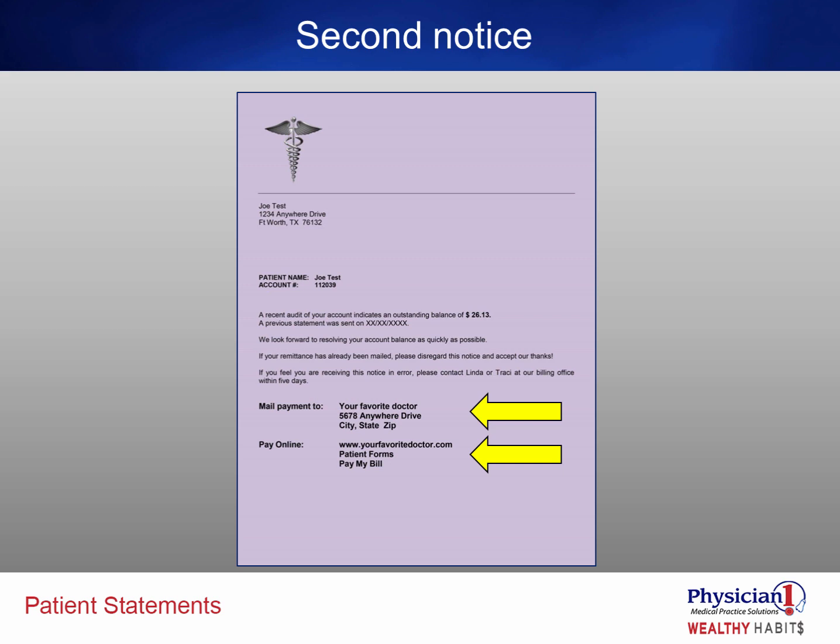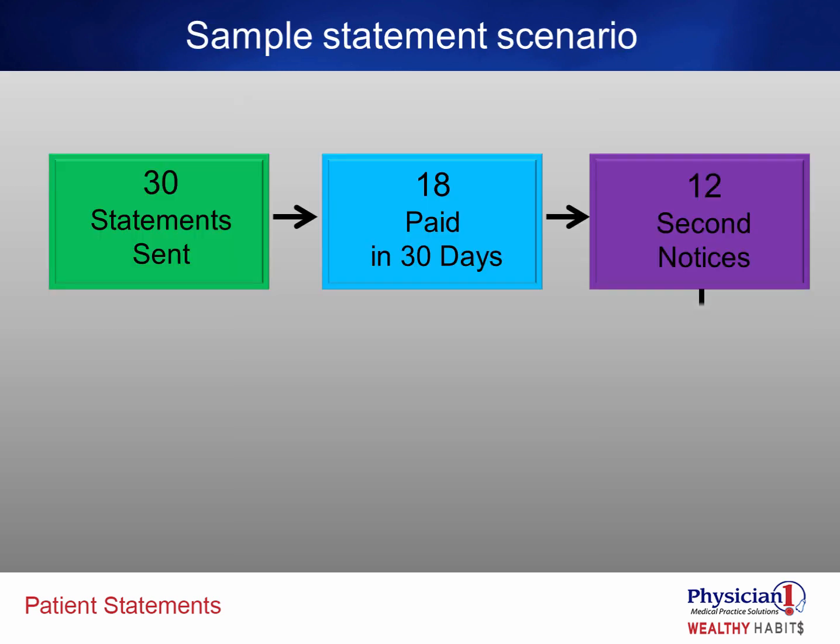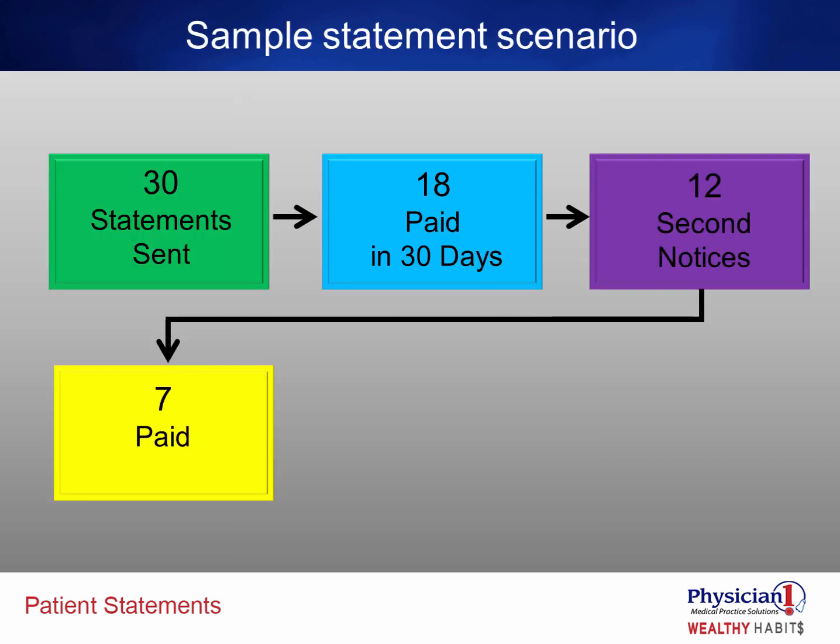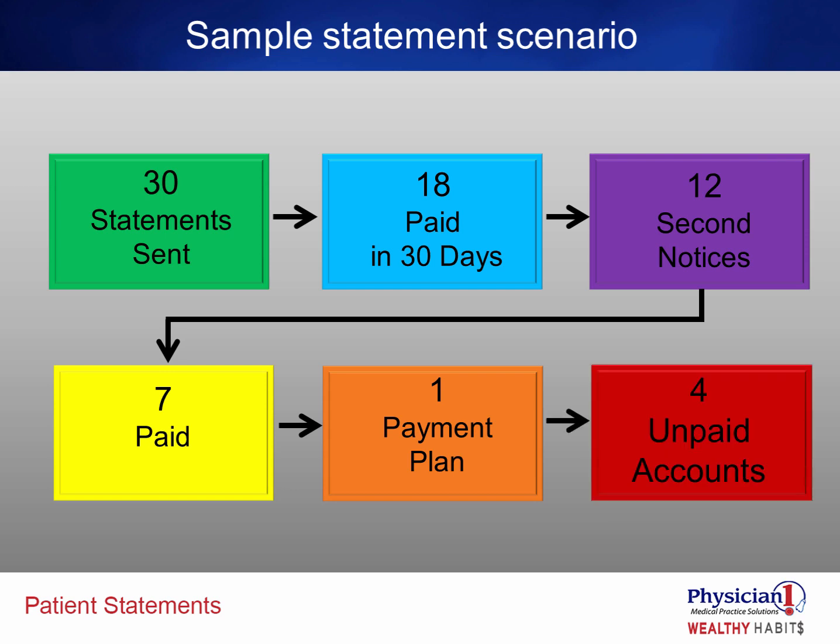Now let's go back to our scenario. Of those 12 patients, 7 paid within 30 days, and 1 patient set up a payment plan. By attrition, you're left with 4 unpaid accounts. The statement life cycle now stops for those 4 patients, but internally, they get a little more attention.